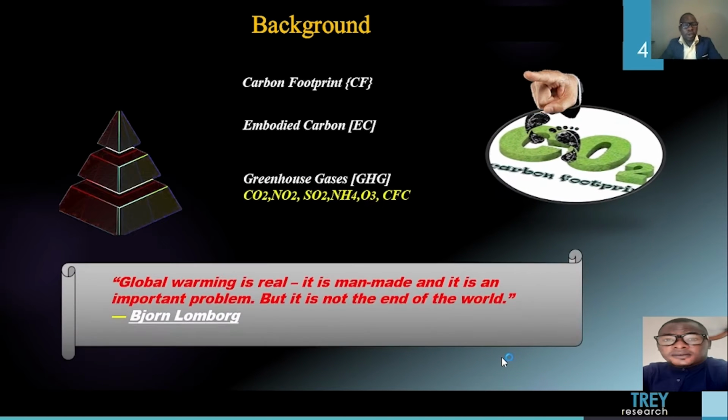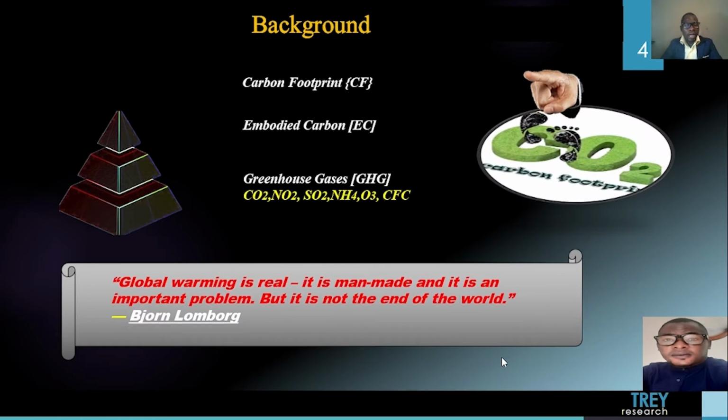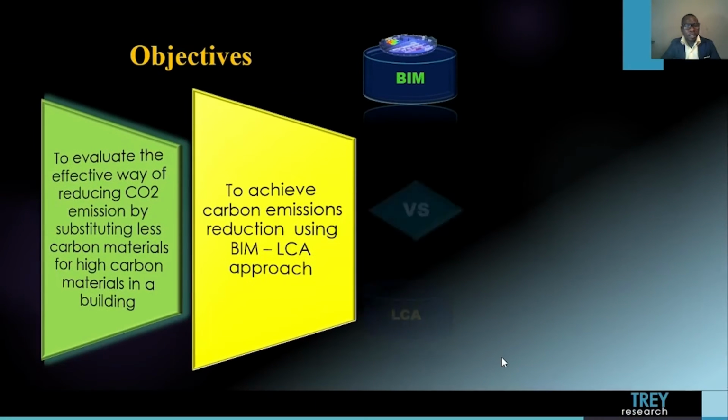Background. In this presentation, I would like to focus more on carbon footprint, embodied carbon, greenhouse gases. And as you all know, embodied carbon is the carbon emission associated with material and construction process throughout the whole life cycle of a building or infrastructure. Now, how can we use the LCA BIM approach to solve carbon footprint, embodied carbon in construction? That is what I would like to focus on in this presentation.